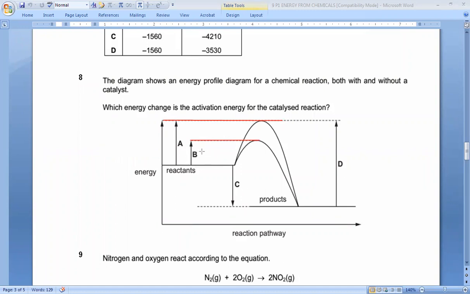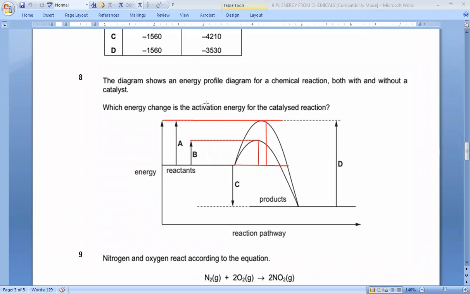So option B is correct. This is the presence of catalyst, B. This is the absence of catalyst, A. So A is the activation energy. You can mark it in this way. More activation energy means less speed of reaction. Less activation energy means more speed of reaction, because the rate is inversely proportional to the activation energy.